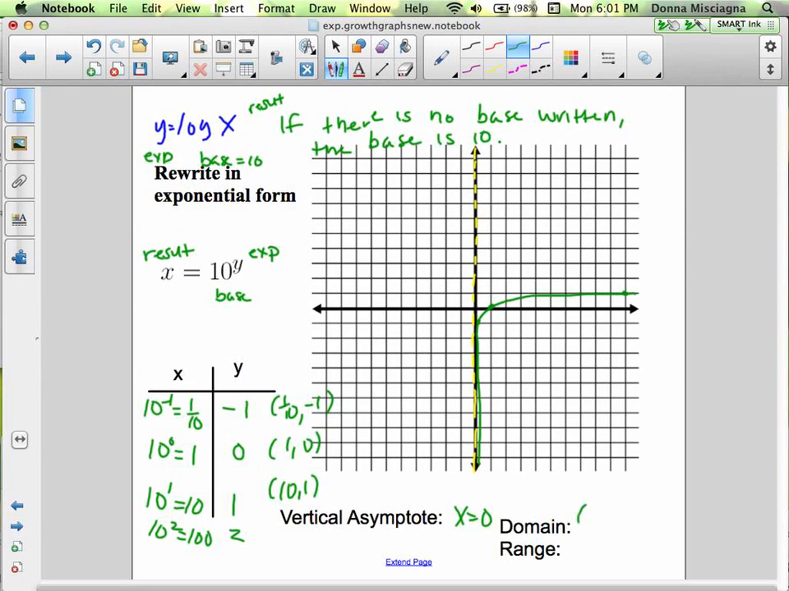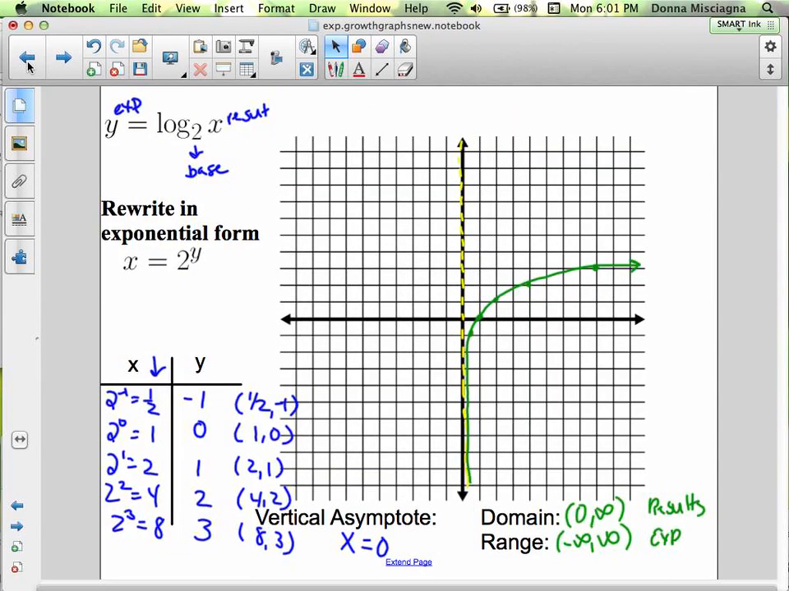Our domain is 0 to infinity. And the range is all real numbers. Right? These graphs are increasing, right, for their whole domain. So if your base is greater than 1, let's add one little thing. Our function is going to increase for the whole domain of that log function. So here our function is increasing. And it's going to be increasing from 0 to infinity, because that's its whole domain.